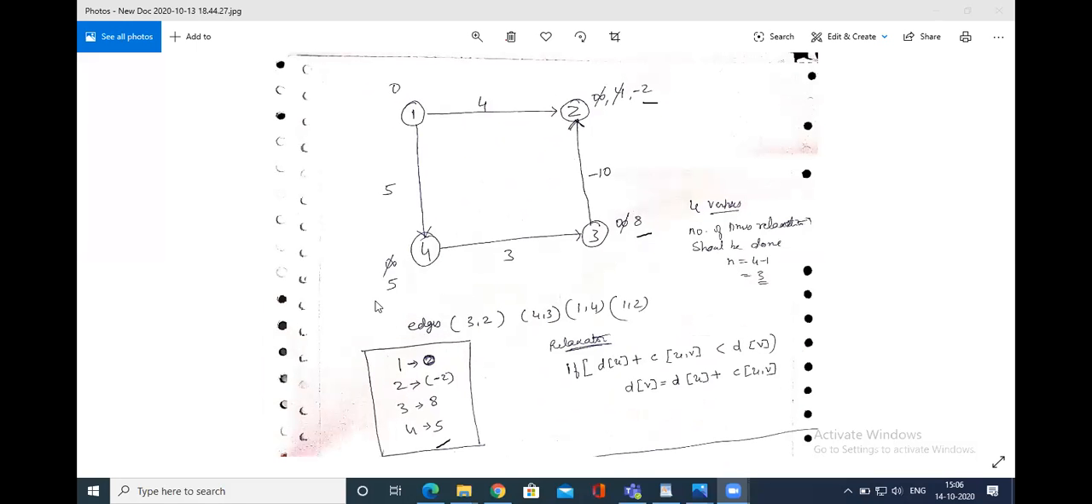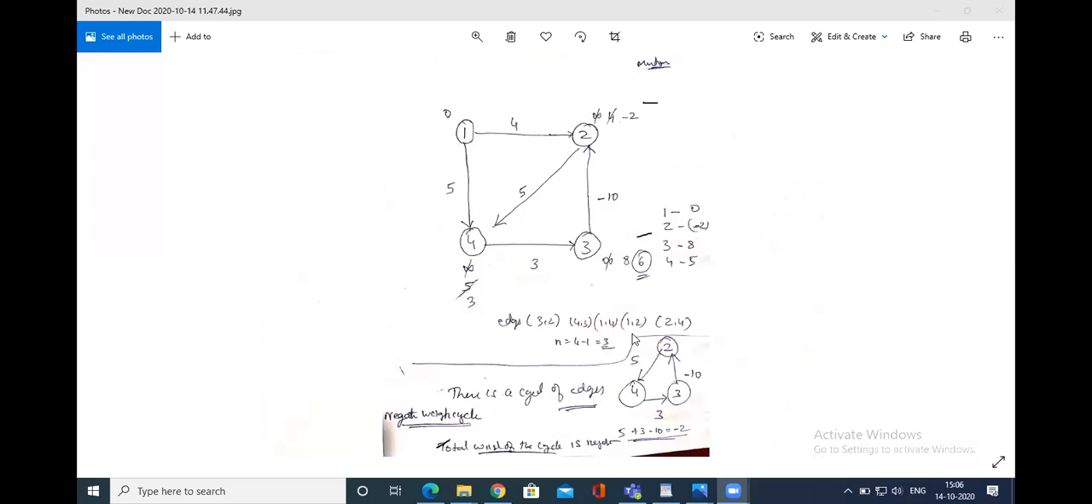For example, in this diagram, we have calculated the shortest path. Imagine if the relaxation is done the 4th time, we did only 3 times. If the relaxation is done the 4th time, then also the cost will not change. You could try, the cost will not change. This is the main objective of the Bellman-Ford algorithm.